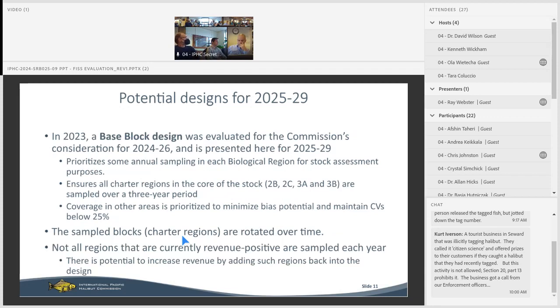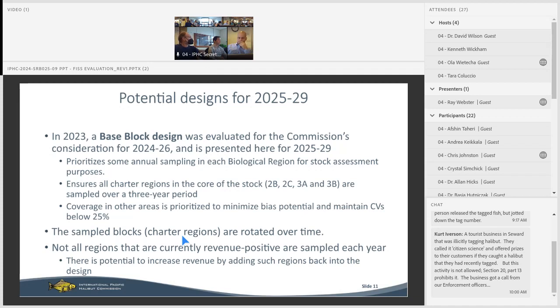So as I mentioned, we've got a base block design, which is designed to have high spatial coverage over a short period of time. Not all parts of each area are fished every year, but the parts that are rotated over a 2 to 3 year period in the core. So the core is covered completely within 2 to 3 years. Elsewhere, we're prioritizing coverage to minimize bias potential and maintain precision. But this design, which you'll see maps of in a minute, is designed to meet our scientific needs.